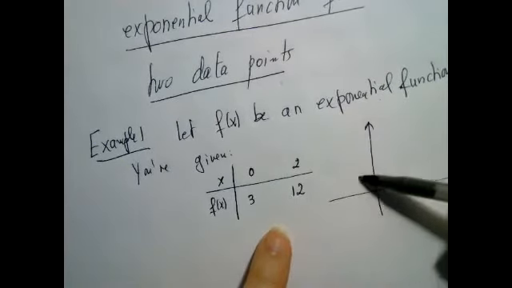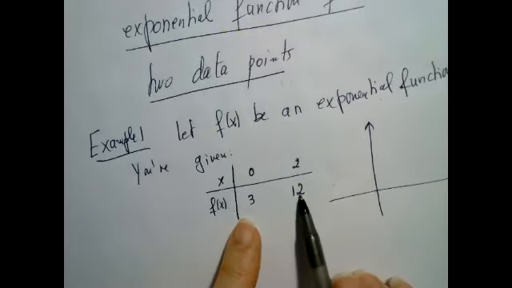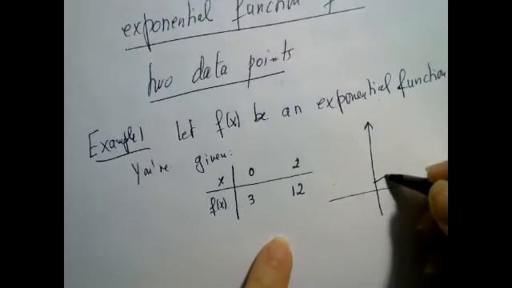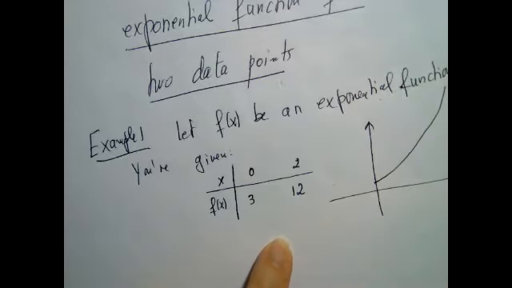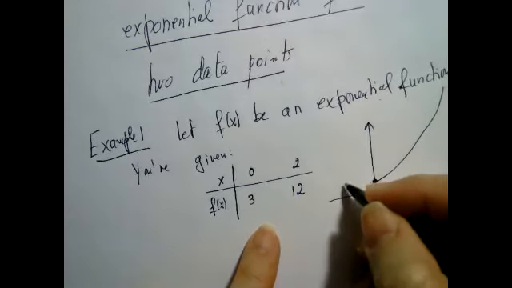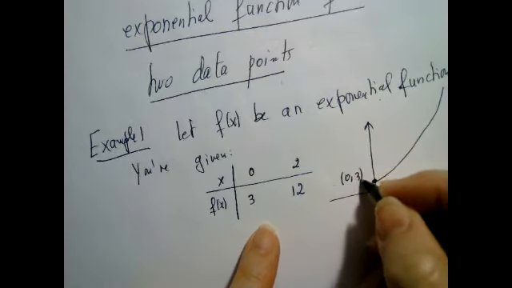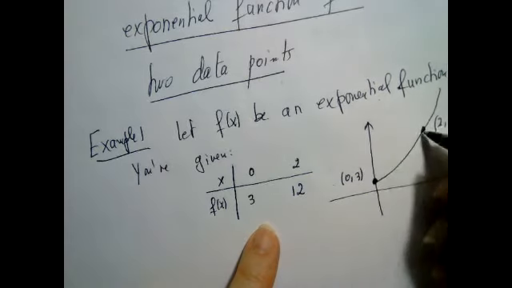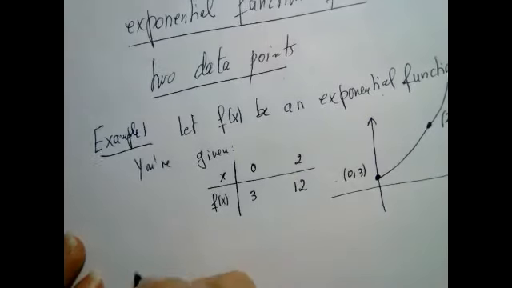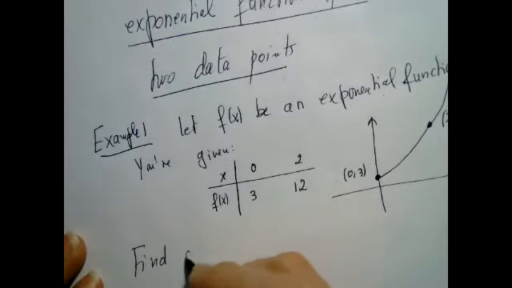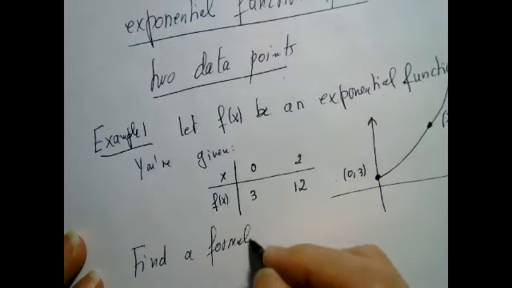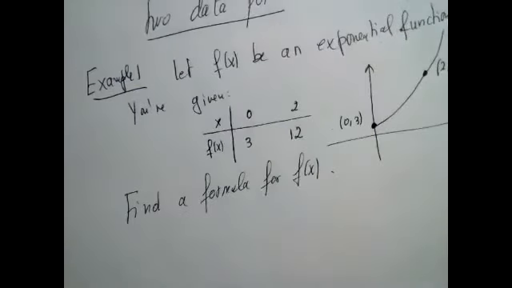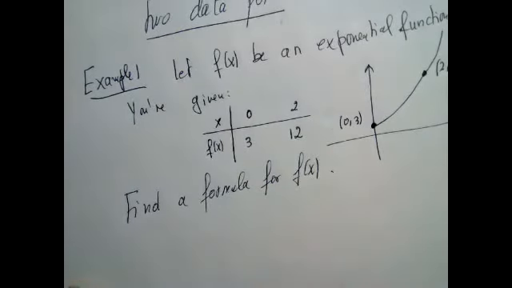Basically, you have an exponential, and the function is increasing because from 0 to 2 it increased. That's the graph of it so far. We have 2 points: at 0, it's 3, and at 2, it's 12. So I have those 2 data points, that's my function. The question is: find a formula for f of x. All right, so let us do it. I do the first problem, and then you guys will do the second one.